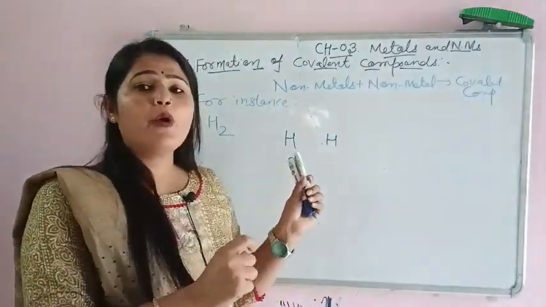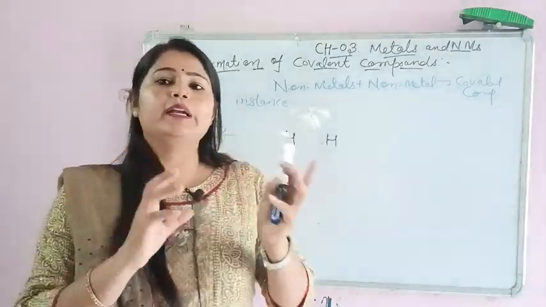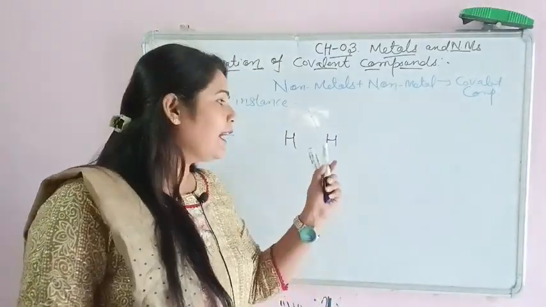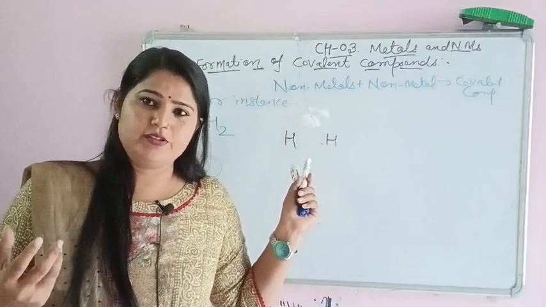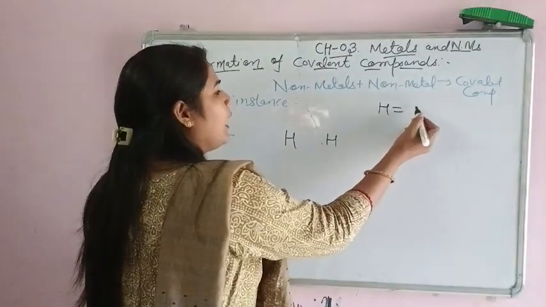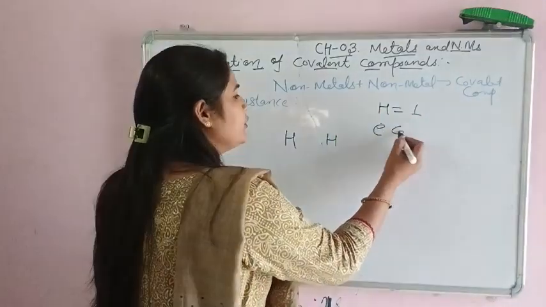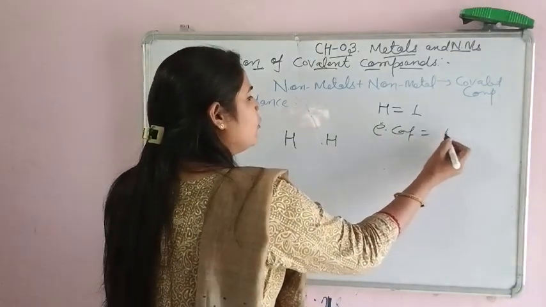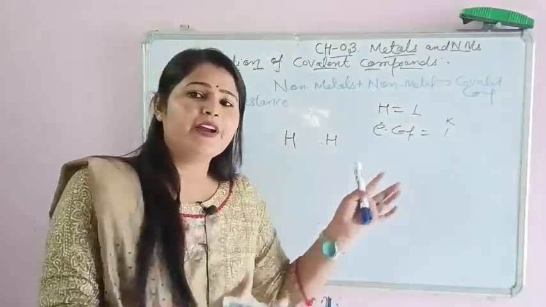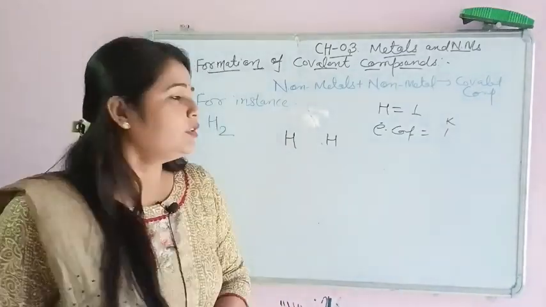So in this compound we have H2 molecule. This H2 molecule contains two atoms of hydrogen, so we have to draw the electron dot structure of hydrogen. We know that the atomic number of hydrogen is 1 and its electronic configuration is also 1. One electron is present in the K shell of the hydrogen atom. So what should be the electron dot structure of hydrogen?